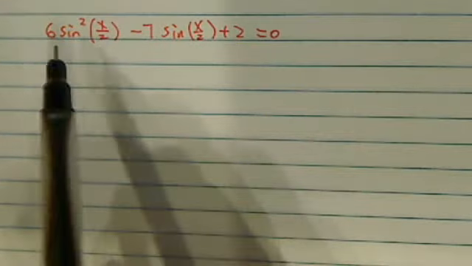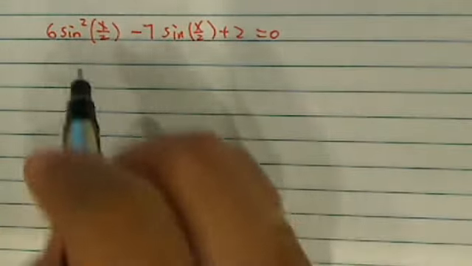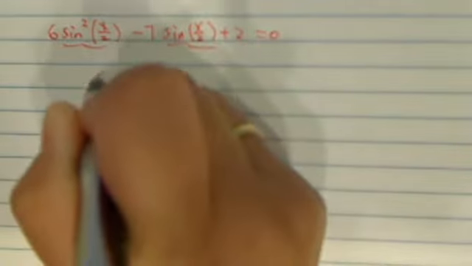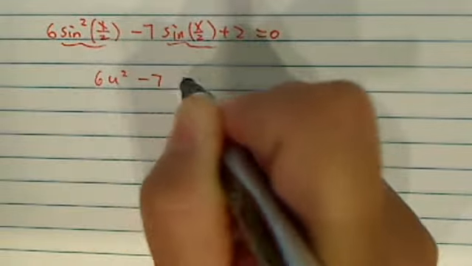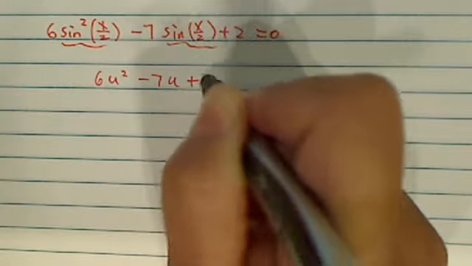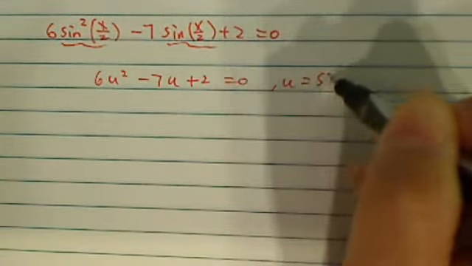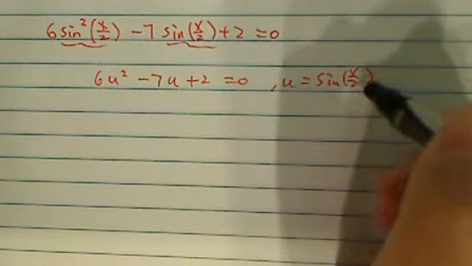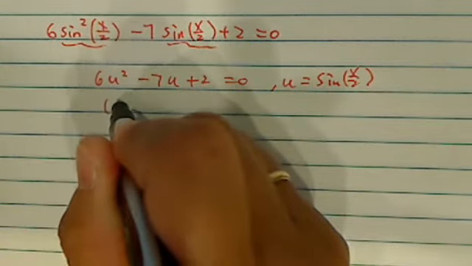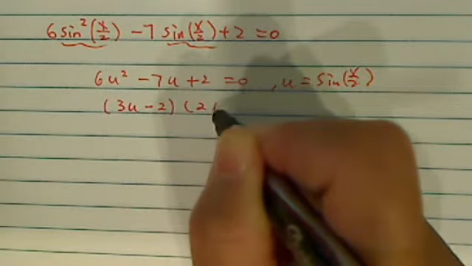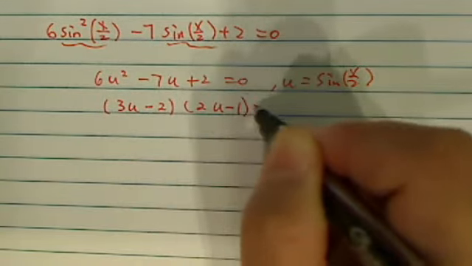Today we have a very interesting trig equation here. First thing we need to do is recognize that this is really a quadratic equation, so you need to factor it first. If we let u equal sine of x over 2, you can see the factors come out to (3u - 2)(2u - 1) = 0.